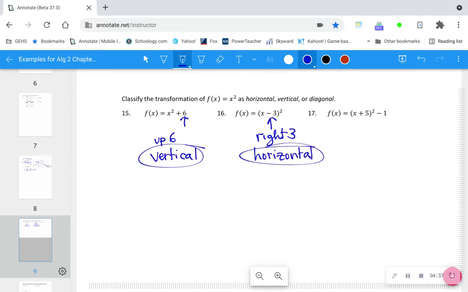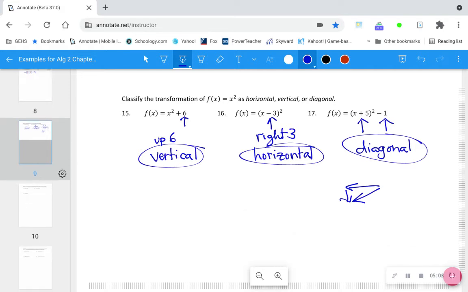And then on this next one here, we're going 5 to the left and 1 down. Since you've got the horizontal left and the vertical down, you combine them, and the net effect is diagonal. Picture going to the left and then down. It's like going diagonal.